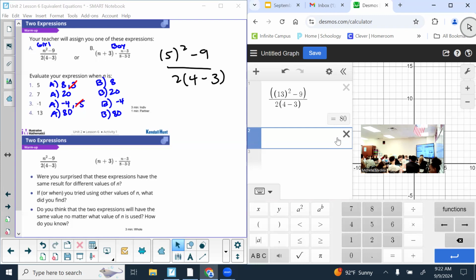All right, and then here's for the boys, just to show you it does still work. It just might be a little harder to type it in. Anytime you plug stuff in, use parentheses because sometimes it does make a difference.